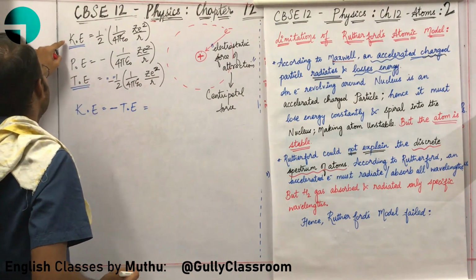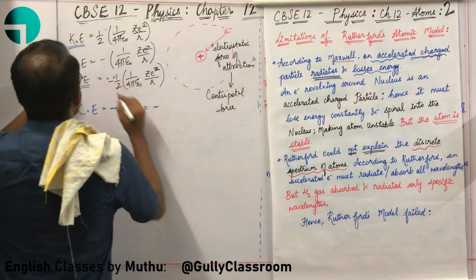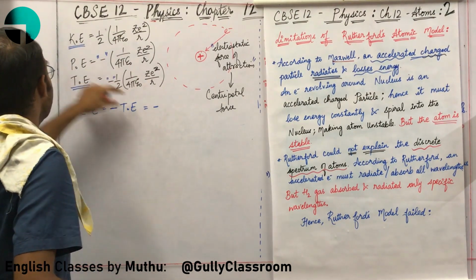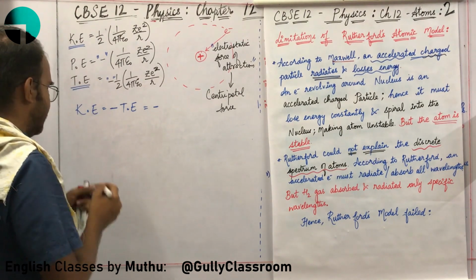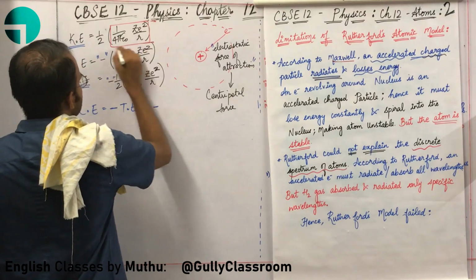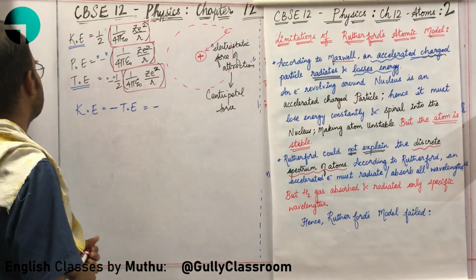Sir, how will I get PE from KE? There is an extra minus here. In PE also there is an extra minus. In potential energy there is an extra minus. Potential energy is twice of kinetic energy. Kindly look at this. All the terms inside the red box are exactly equal.